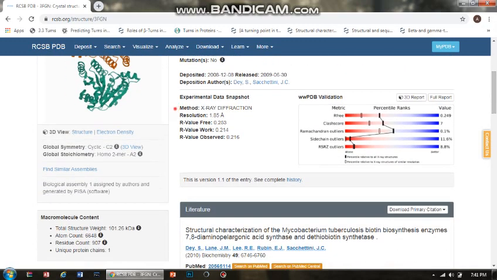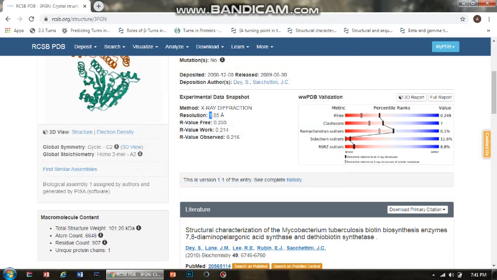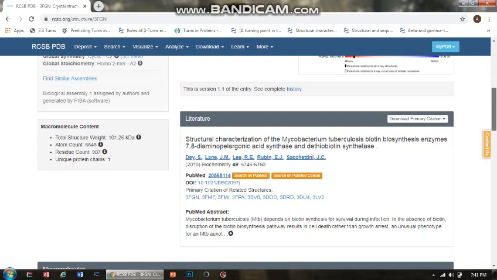Then this is the method that was used to determine the crystal structure of this protein. It says that the X-ray diffraction method was used. The resolution is 1.85 angstrom. This is the 3D report on the structure validation.